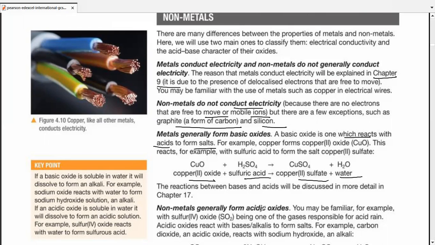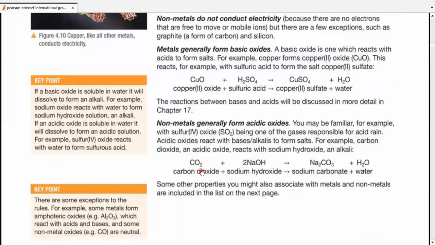Non-metals, on the other hand, form acidic oxides. Let me quote an example over here. Let's clear this up. Take a look. Carbon or sulfur are non-metals with their oxides, sulfur dioxide or carbon dioxide. They're known as acidic oxides because whenever they react with an alkali, they form salt and water. This was a basic oxide because when it reacted with an acid, it formed salt and water. This is an acidic oxide because when it reacts with a base or an alkali, it forms salt and water. All right. That's the second way to differentiate them.